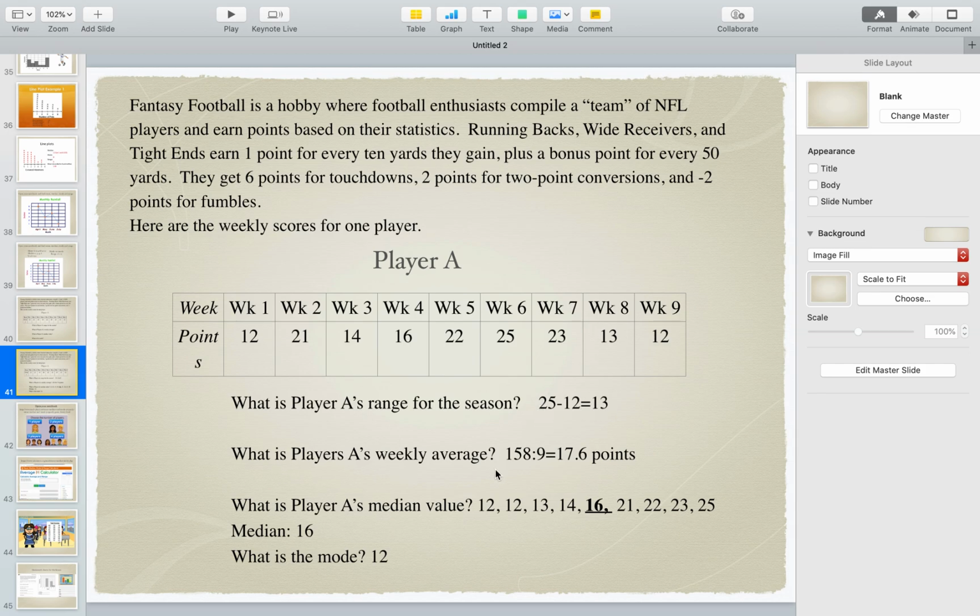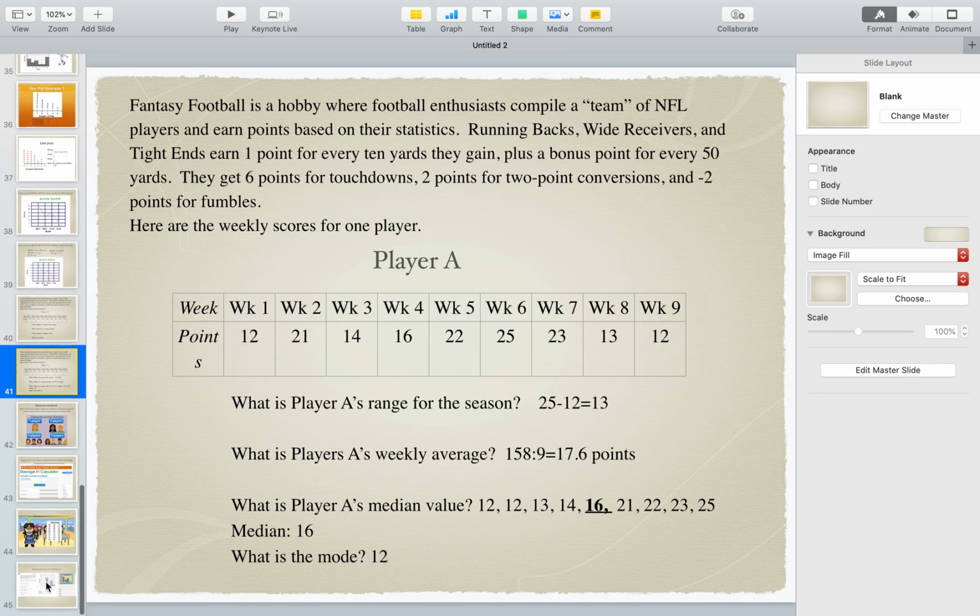What is the player's weekly average? Then you add all of these, you get 158 divided by 9, 17.6 average points per week. Then, what is the player's median value? We arrange all of these from smallest to biggest, and 16 is in the middle, okay? So 16 is the median. Mode is 12.